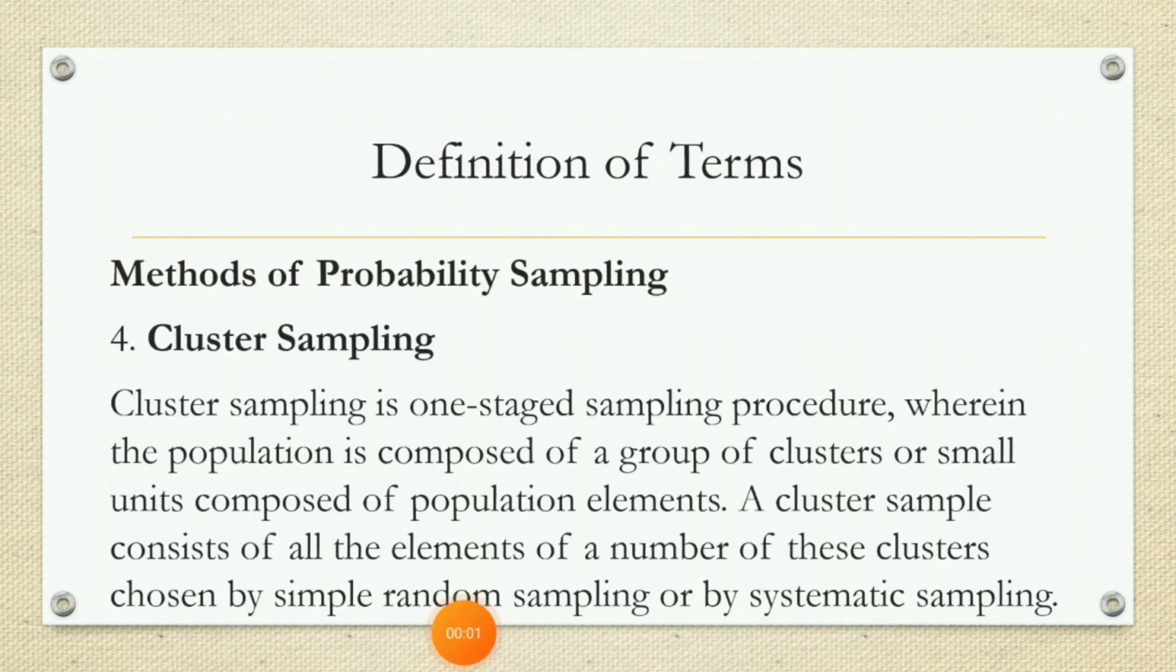The fourth method is cluster sampling. Cluster sampling is a one-stage sampling procedure wherein the population is composed of a group of clusters or small units composed of population elements. A cluster sample consists of all the elements of a number of these clusters chosen by simple random sampling or by systematic sampling.